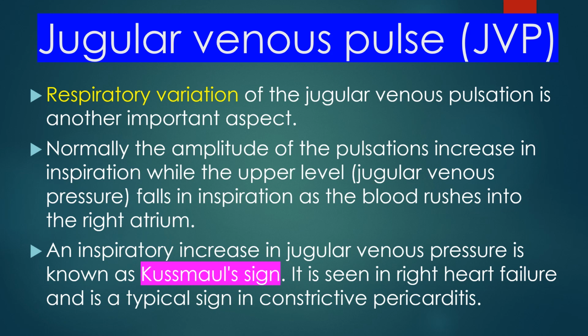Respiratory variation of the jugular venous pulsations is another important aspect. Normally, the amplitude of pulsations increases in inspiration while the upper level, that is the jugular venous pressure, falls in inspiration as the blood rushes into the right atrium. An inspiratory increase in jugular venous pressure is known as Kussmaul's sign. It is seen in right heart failure and is a typical sign in constrictive pericarditis.